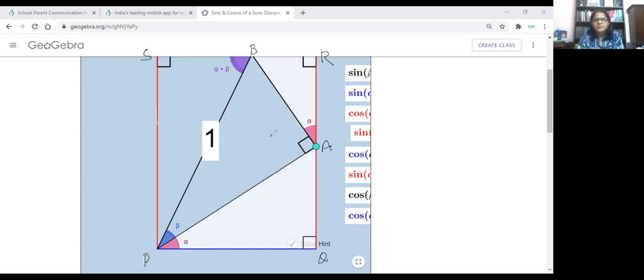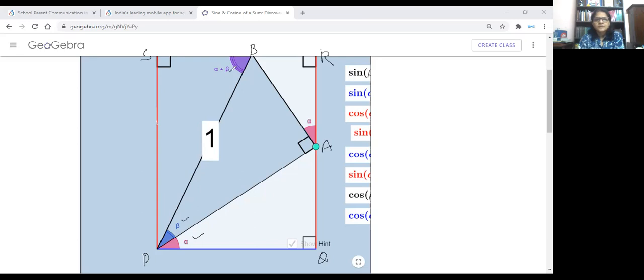One is PAB, where the hypotenuse is taken as 1 unit. Okay, and so here it is 1 unit. Now this angle APQ is alpha and this is beta. Now here you see SR is parallel to PQ and PB is the transversal. So this angle is alpha plus beta. So obviously this angle SBP is also alpha plus beta.